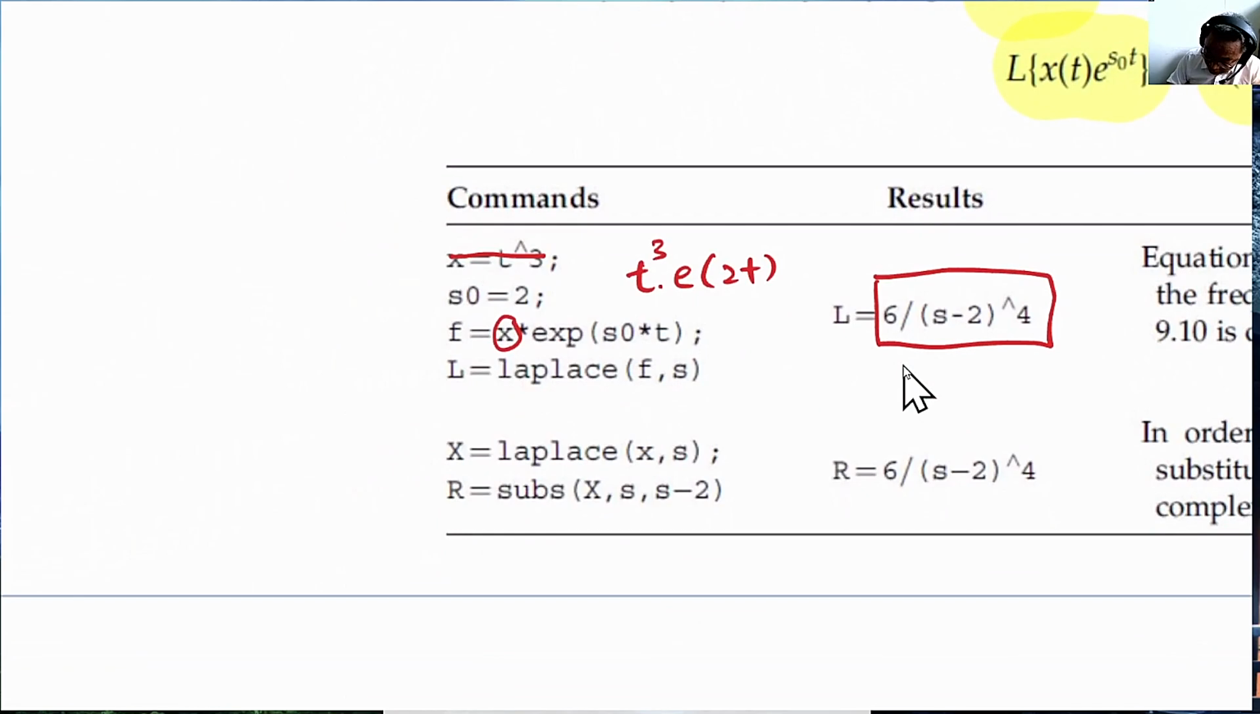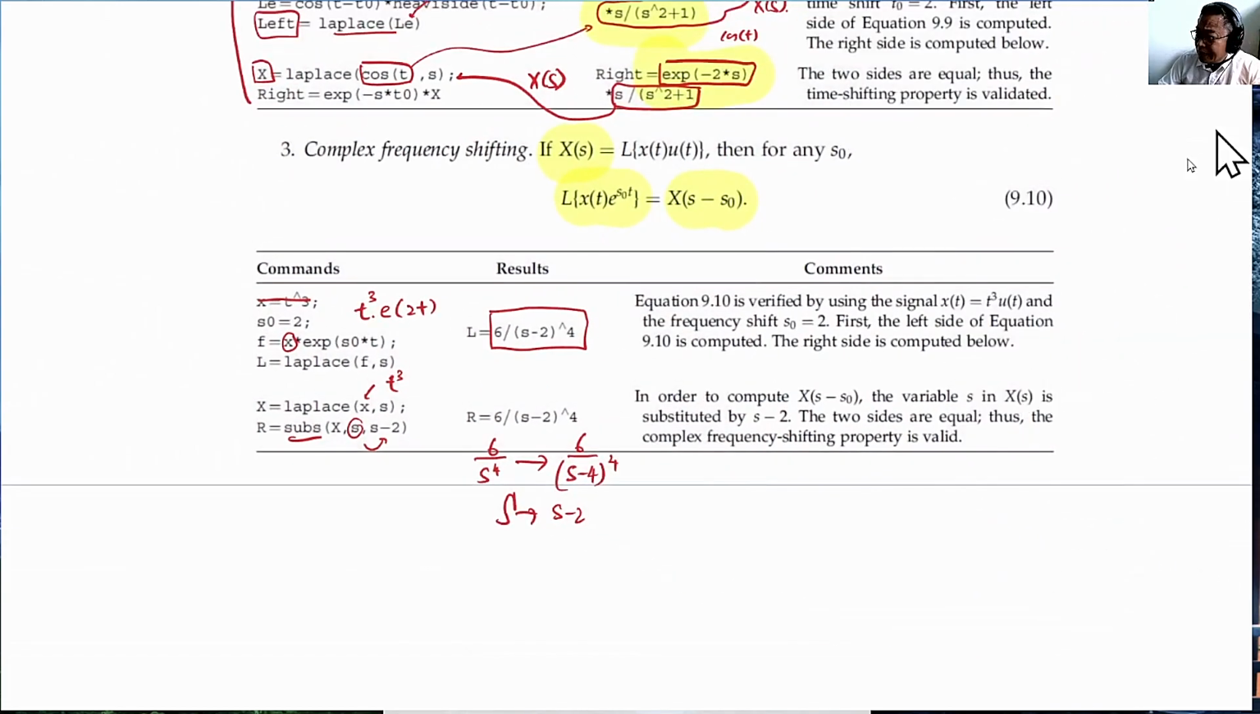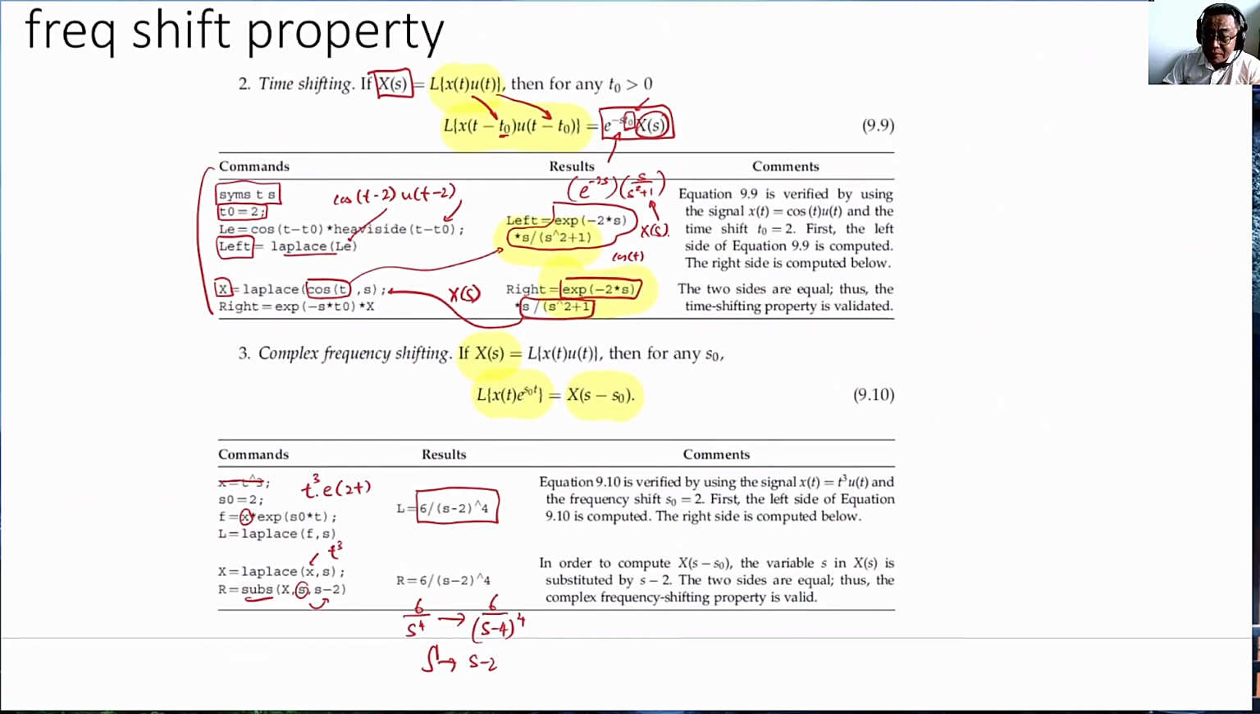And we also can try, this is t cubed, and we are going to substitute all s with s minus 2. So actually it is 6 over s to the 4. All the s is substituted with s minus 2, becomes 6 over (s minus 2) to the power 4. So this function substitutes all s by s minus 2, showing that these two answers are the same. So we are just using MATLAB to verify these two properties. That's all. Thank you.